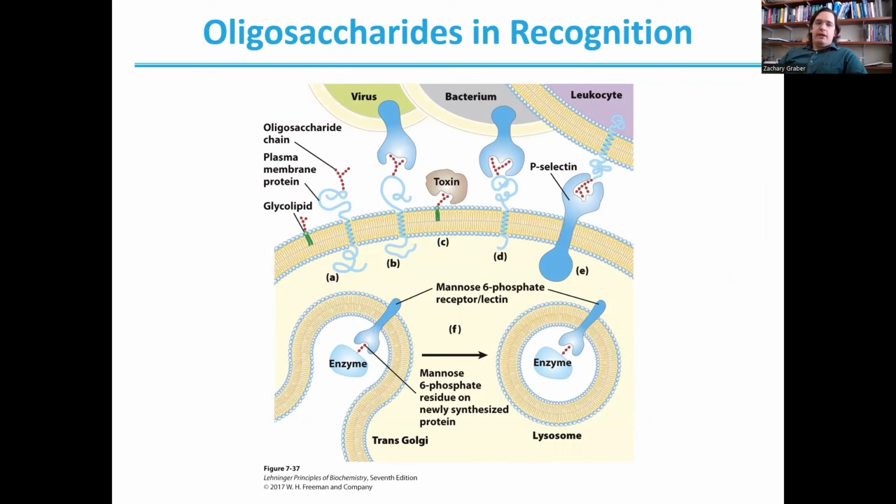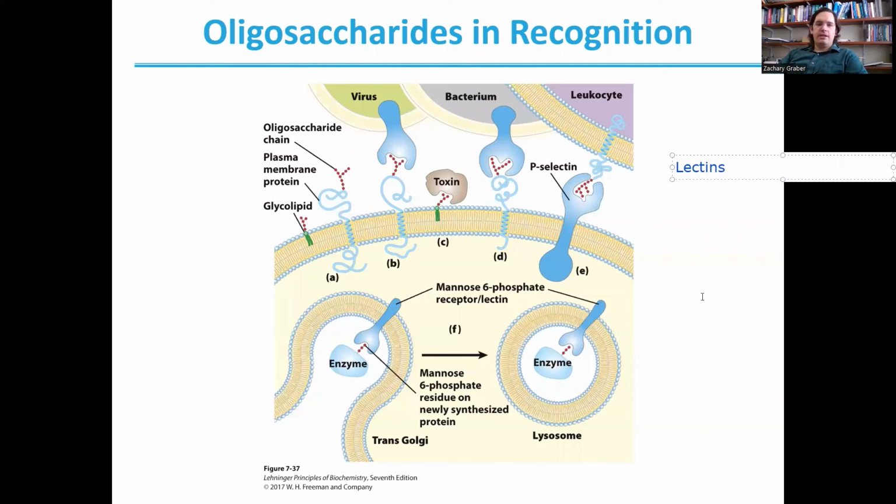So these glycoconjugates, whether they are glycolipids or glycoproteins, will have a huge role in interactions between our cells and various other cells or biological particles. We see that these are involved in virus interactions with our cells. They're involved in interactions with bacteria, as well as with our leukocytes in our immune system. The key proteins that bind to these oligosaccharides are called lectins.